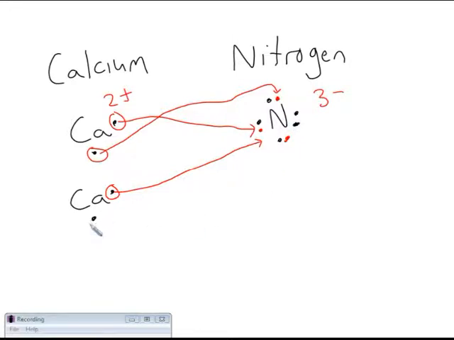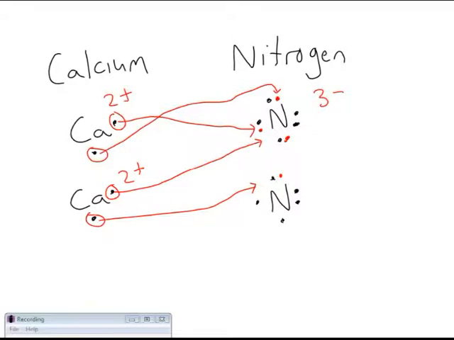However, now this calcium wants to lose 1 more, but this nitrogen's full, it's stable, it's happy, it can't steal anymore. So we need to have another nitrogen come in. It has 5 outer electrons. It steals this electron from calcium. So now nitrogen has 6, it still wants 2 more. However, this calcium lost 2, it's now happy.